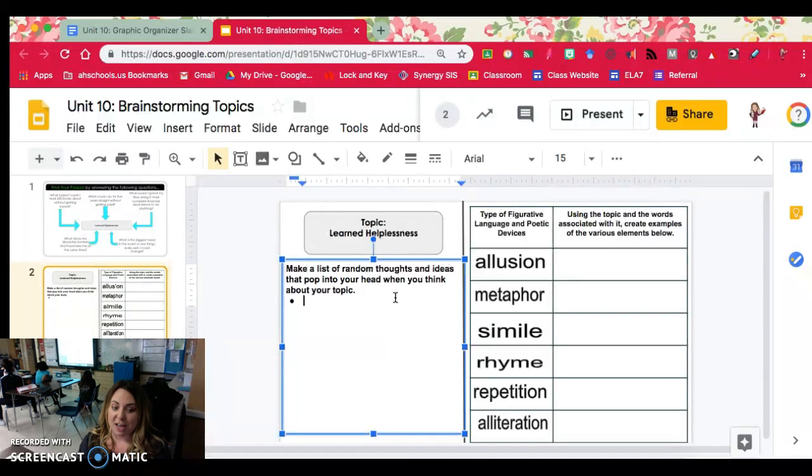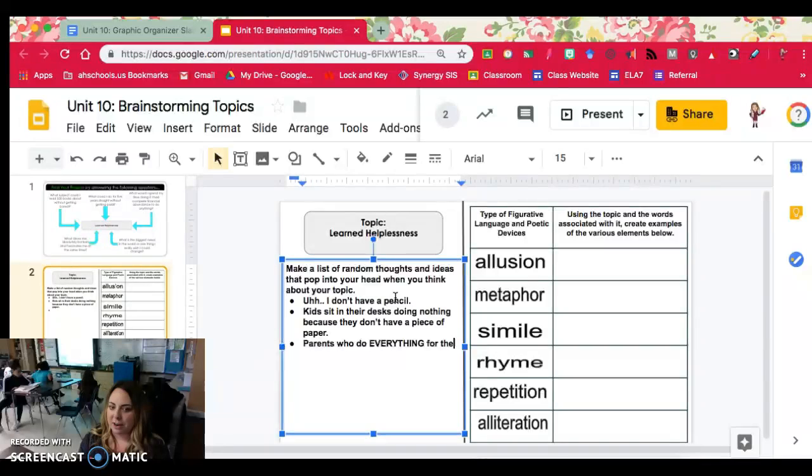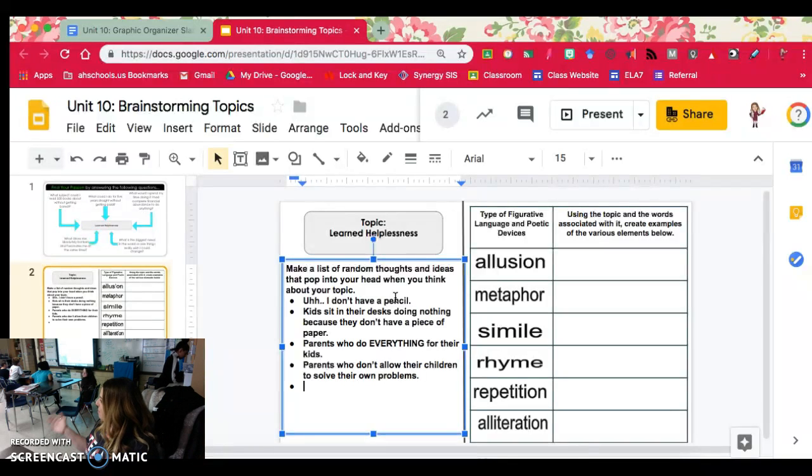So when I think about learned helplessness, I think about, and I'm sorry, this might be a little harsh, but I think about students who come to me and say, I don't have a pencil. I think about kids who sit in their desks doing nothing because they don't have a piece of paper. I think about parents who do everything for their kids. I think about parents who don't allow their children to solve their own problems. I think about just random things. These are just random things that come to my mind when I think about my topic. Does that make sense? Yeah.